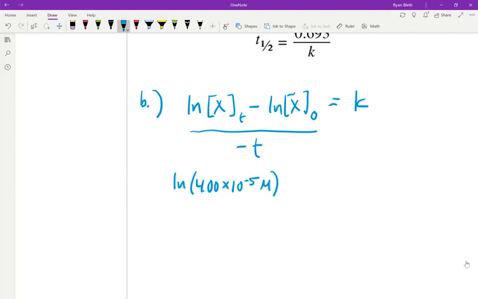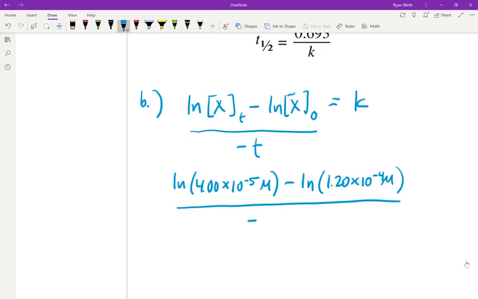But the natural log of that minus the natural log of our initial concentration, which we found in the earlier part of this problem, 1.2 times 10 to the negative 4 molar. That's my numerator. On the bottom I have negative t, and t is our time, which was 35 minutes. I chose the data at 0 and at 35 minutes, so this is how much time has elapsed since the initial measurement. That's going to be set equal to k. So I go to my calculator and plug all that in: the natural log of each of those values subtracted, and then divide that by negative 35.